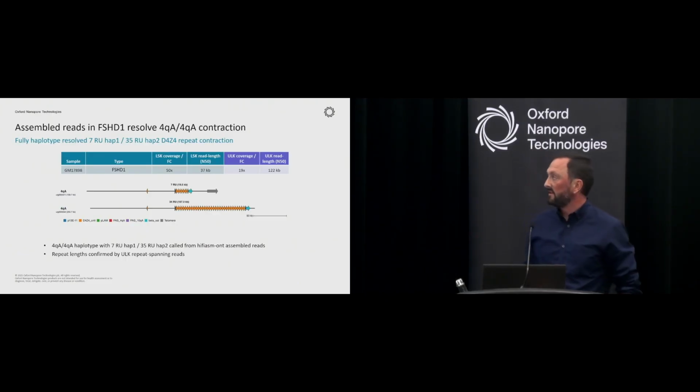This is what it looks like for a representative sample. So this is an FSHD1 affected sample with a 4QA allele, and it has the contraction only in one allele. So it's 4QA, but one of them has 7 repeat units and the other one has, I think, 35. And so we can haplotype these correctly and count the repeats correctly in both of our workflows. We get this from our LSK assembled data, and it matched to our ultra long read data.